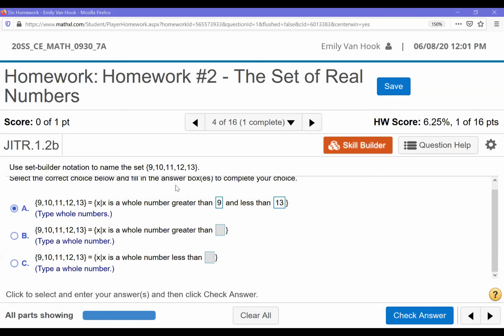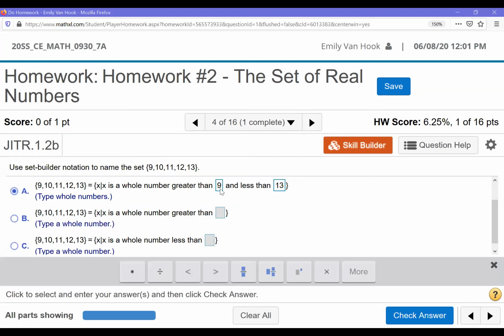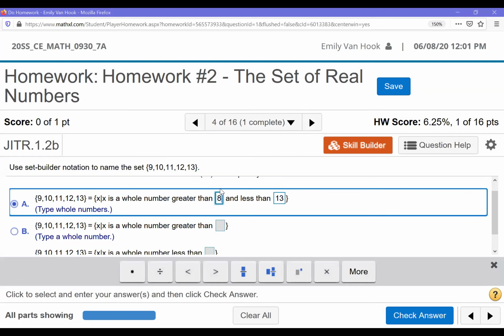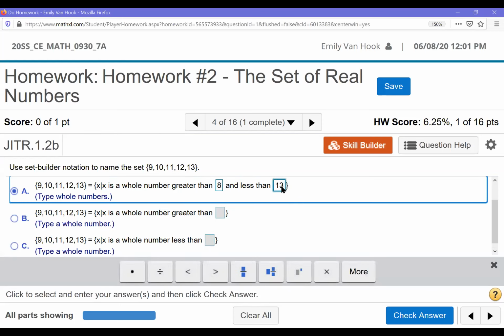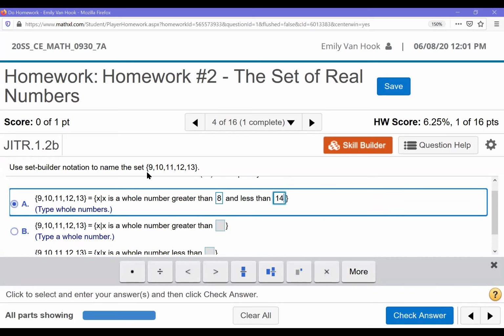But as you may remember, we don't have the word equal here. So I don't want to include the number 9. 9 is not greater than 9. The next whole number would be 8. So all the numbers in this set are greater than 8. Most of them are less than 13, but 13 isn't less than 13. So I would put 14 as my next answer. So that's basically the next numbers that would have been in the list would be what I would put there.